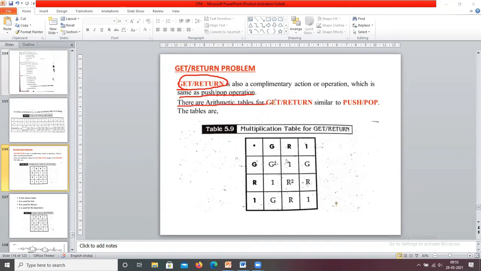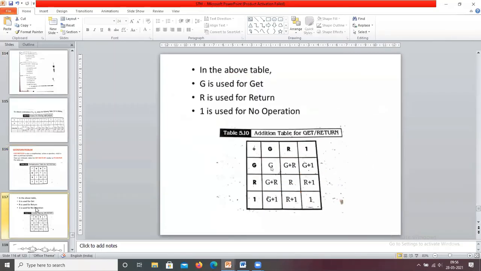There are arithmetic tables for get return, similar to push pop tables. Okay, the multiplication table is similar to push pop. Here G represents get, R represents return, and 1 means no operation. The multiplication is G into G, G square, G into R, 1, G into 1, G. R into G, 1, R into R, R square, R into 1, R. So 1 into G, G, 1 into R, R, 1 into 1, 1. Similarly, the addition table.